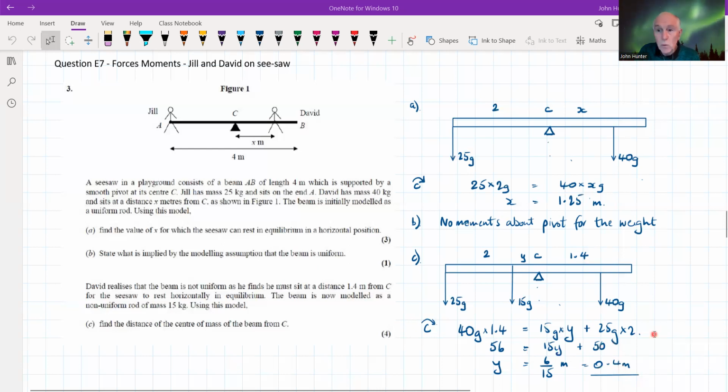Just a little footnote. Because g cancels out in all this, if we staged this exercise on some other planet, or maybe on the moon somewhere where the value of g, the acceleration due to gravity, is different, then all the distances would actually be the same. So that's an interesting little footnote, I think.